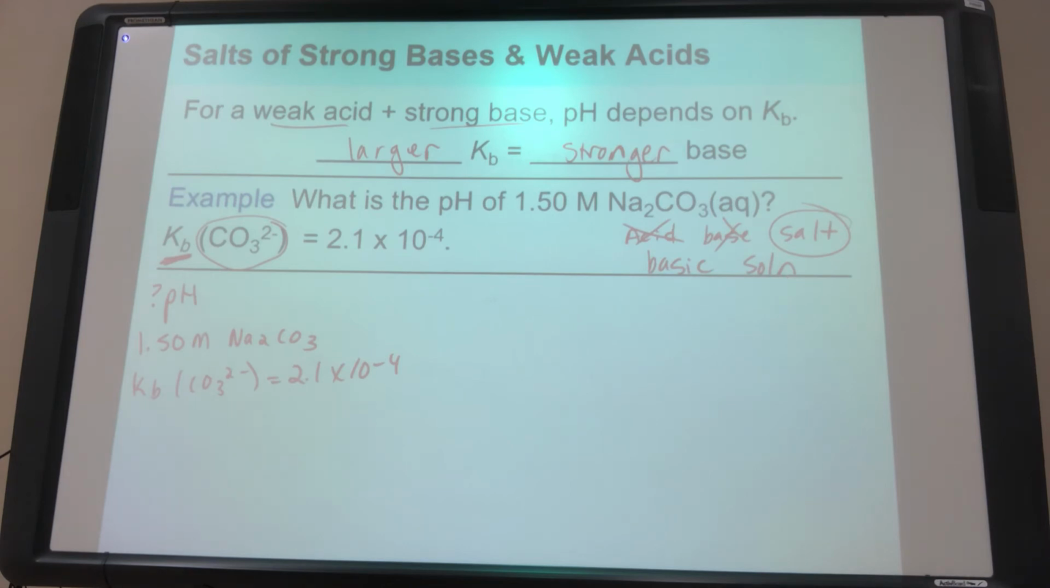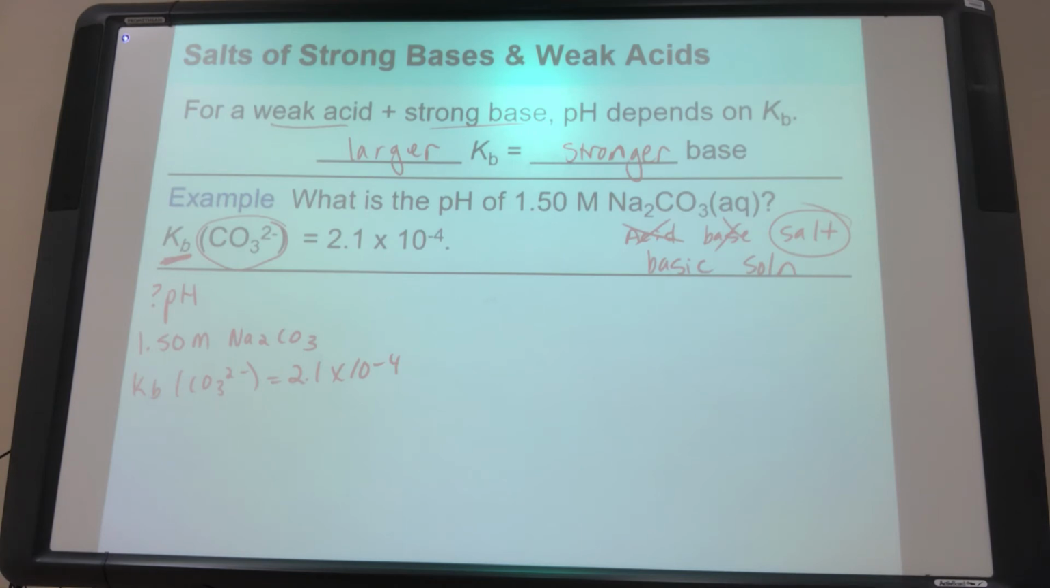Okay, so I have something in my parentheses, so it tells me it's a salt, and since it's Kb, it's a basic solution that comes from my salt. All right, so I need to find the pH. Since it's a salt, I can't just plug the pH into the pH equation. I have to do an ICE table.